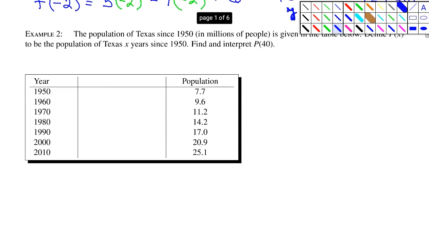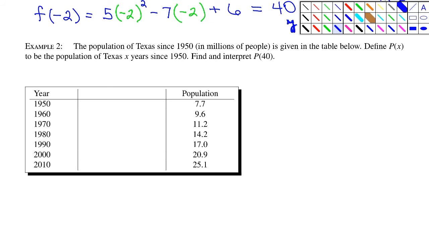Let's look at example number 2. The population of Texas since 1950, written in millions of people, is given in the table below. Define P of x to be the population of Texas x years since 1950. Find and interpret the value P of 40.